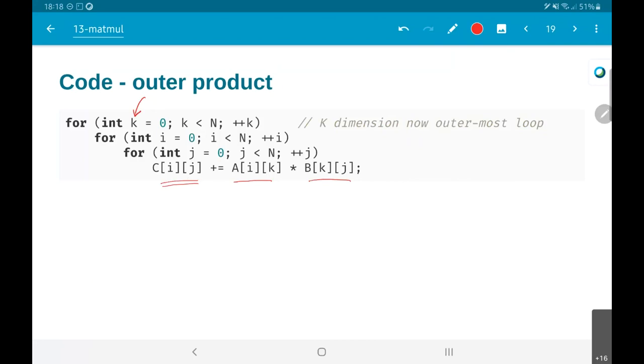Right, so I'll basically get all the Aik values, all the Bkj values, and use them once over here. And once I have run through this, so for example A00, A10, A20, etc., corresponding to the different values of i, I finish this once, then Ai0 is never needed again.